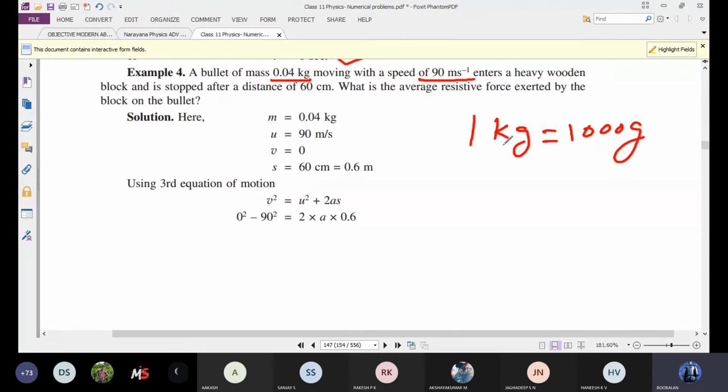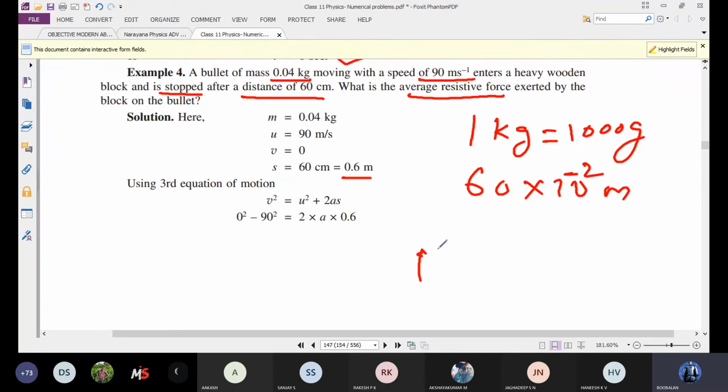Enter a heavy wooden block and stop after the distance. Stopped after the distance, that is the x value or s value, 60 centimeter. So centimeter convert into meter: 60 into 10 power minus 2 meter, so that is 0.6 meter. Now what is the question? What is the average resistive force exerted by the block on the bullet? So they are asking resistive force.